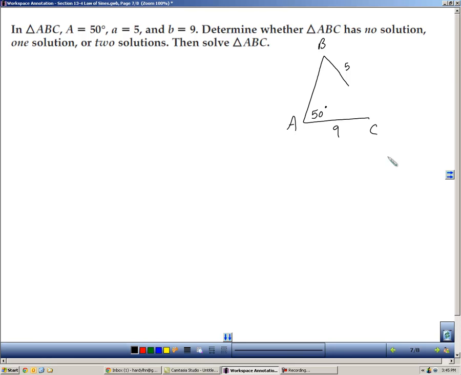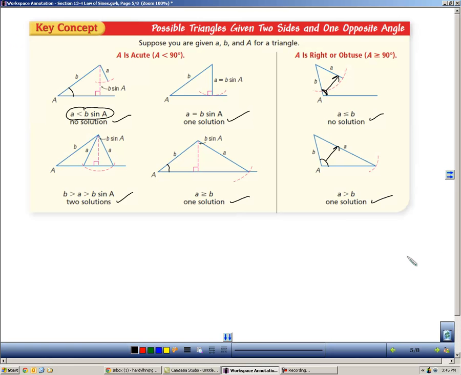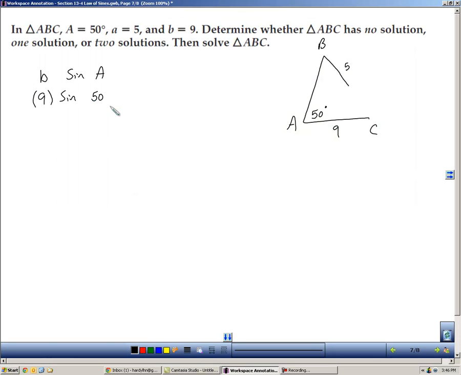So I'm going to go back to the table and see if I can find a relationship that tells me how many solutions are here. Remember from the table, the key is to look for that B sine A. That's the key. So I'm going to calculate that. If I plug my values in and then plug this into a calculator, I get that this is about 6.9. Now, we were given an A value of 5, and we calculated B sine A as 6.9. So we actually know that our A value is smaller than B sine A that we calculated. So let's go back to our table.